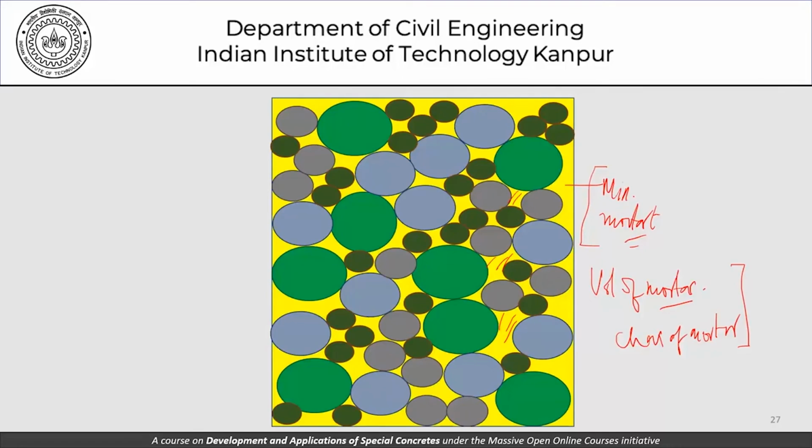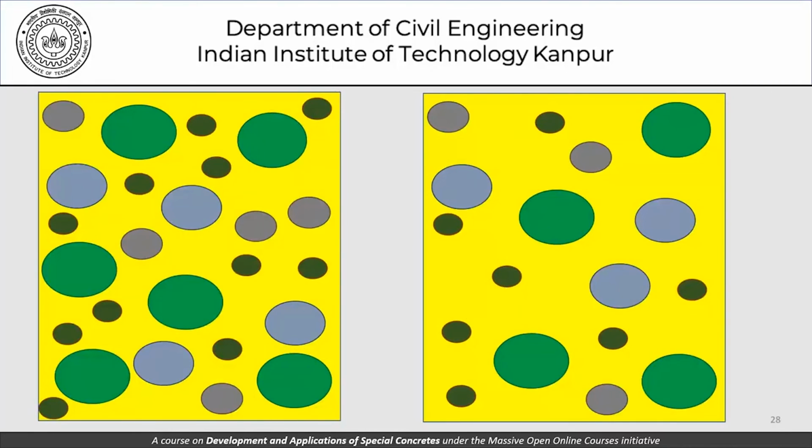So if we move forward, here is a situation where I have removed the aggregates from the previous picture to one level and another level. So obviously the volume of mortar has gone up, and it has gone up even further in this case.